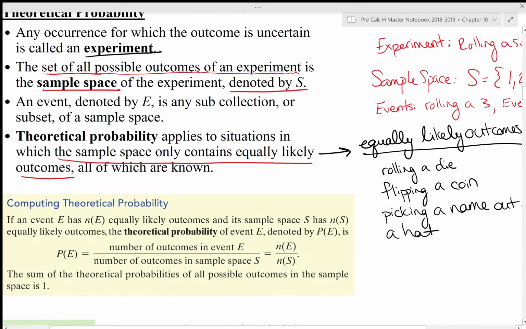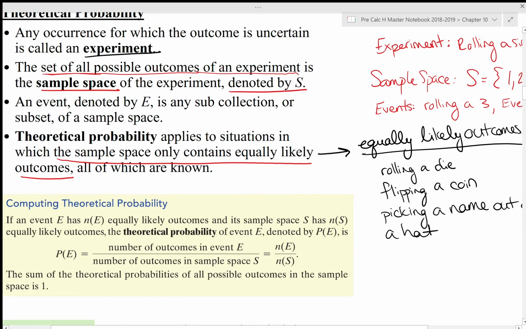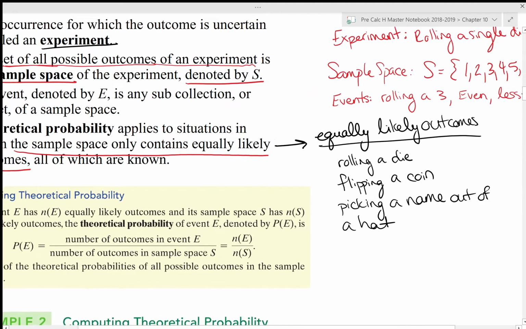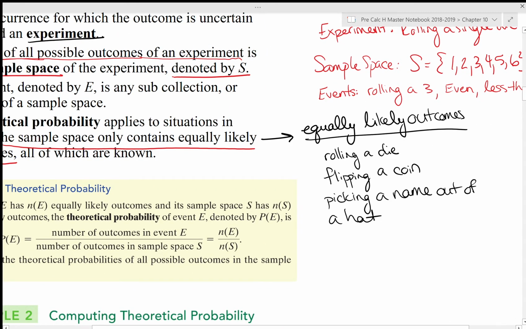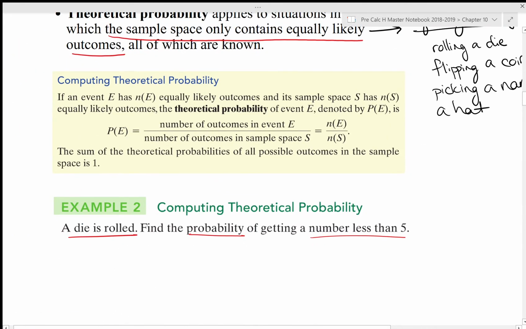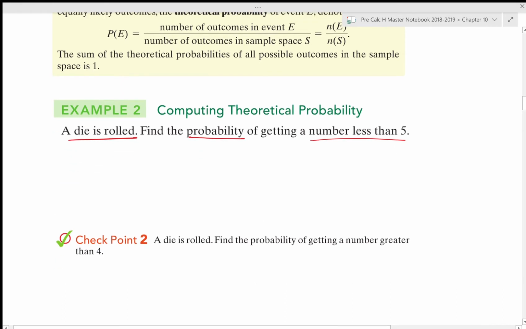Now, theoretical probability applies to situations in which the sample space only contains equally likely outcomes. Rolling a die, all numbers 1 through 6 have the same chance of being rolled. Flipping a coin, heads or tails. Picking a name out of a hat. Let's say I put all your names in a hat. You all have an equal chance as everyone else in the class of being selected because it's random. Now, all we're going to do is very common sense. It sounds like with all these words that it should be harder, but it really isn't.